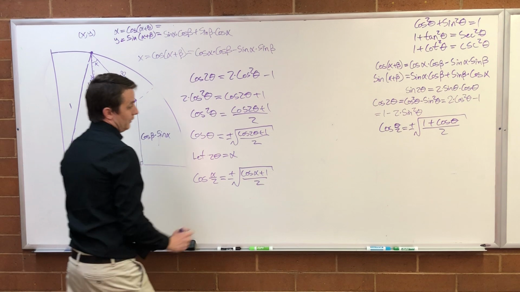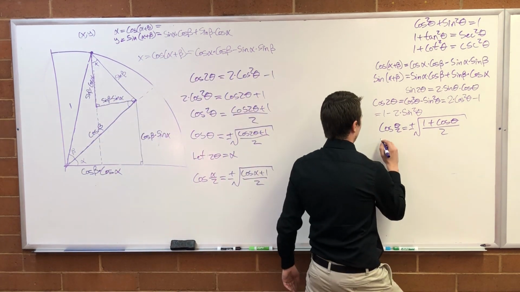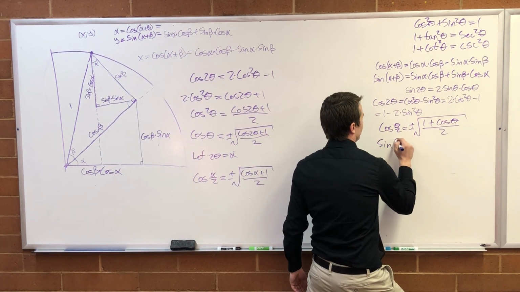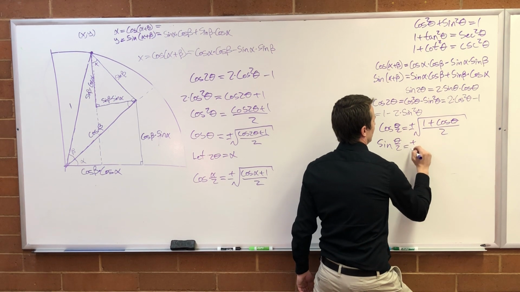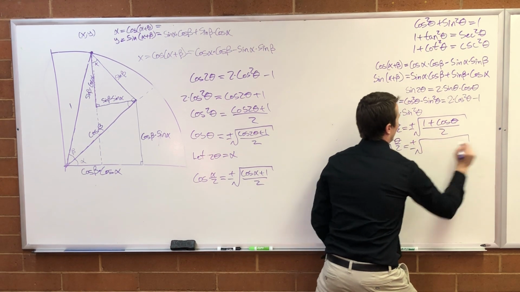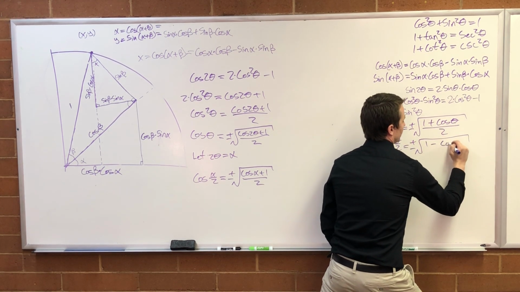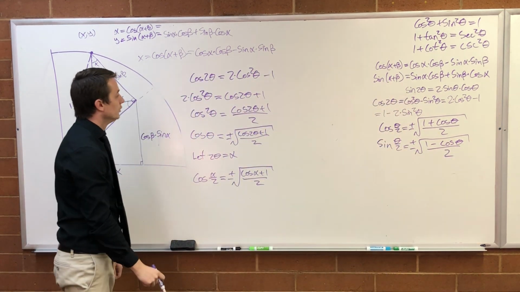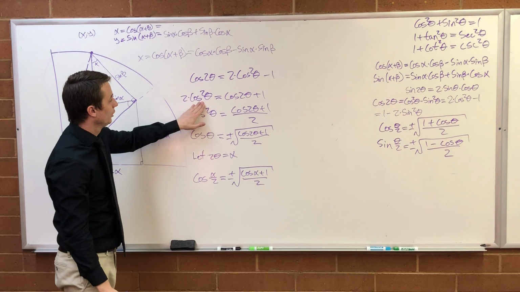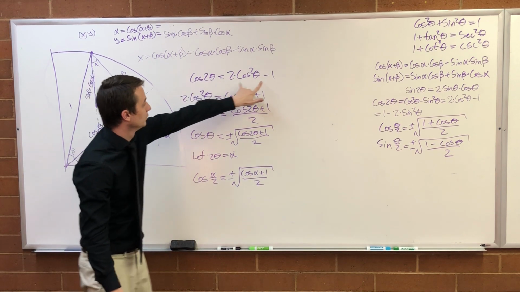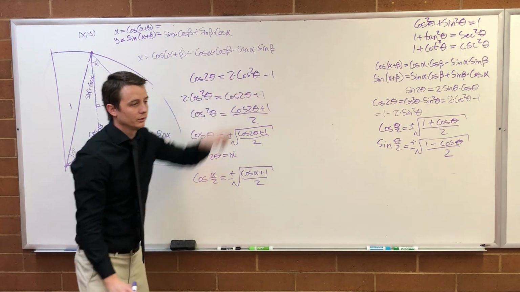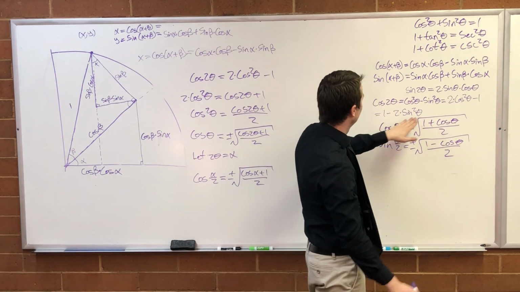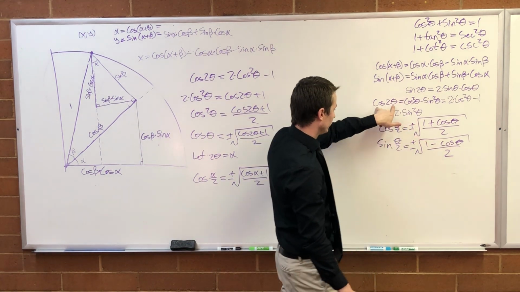Okay, the one for sine, you do a similar thing, so I won't bother doing it. Sine of theta halves is equal to plus or minus the square root. The only difference is it's going to come out 1 minus cosine of theta all over 2. To prove that one, you just start with cosine 2 theta is equal to 1 minus 2 sine squared of theta. You just start out with cosine 2 theta equals this thing.